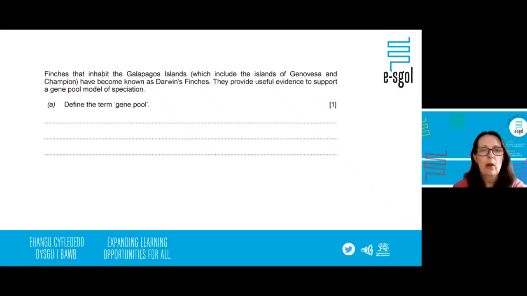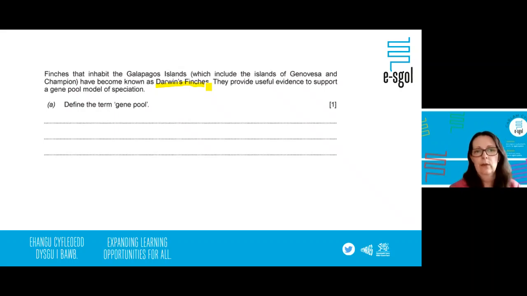Okay, so here we've got a question about finches, which as we know were one of the organisms that Darwin spent a lot of time researching when he went on his boat, the Beagle, for 5 years. So the question says to us, finches that inhabit the Galapagos Islands have become known as Darwin's finches. They provide useful evidence to support a gene pool model of speciation.